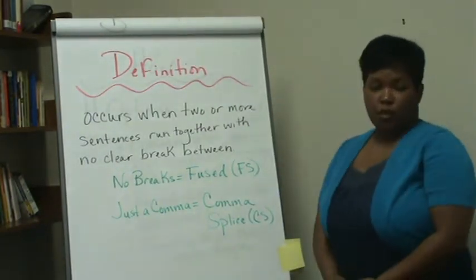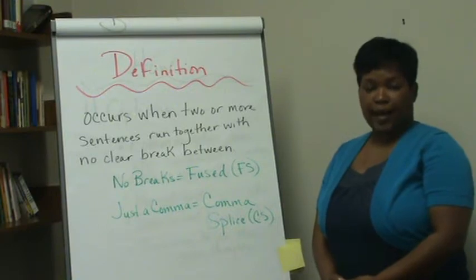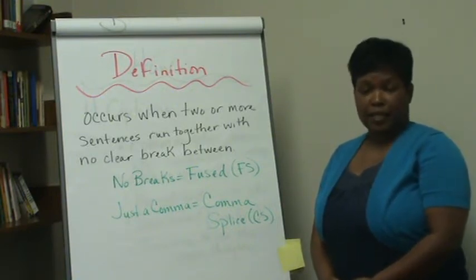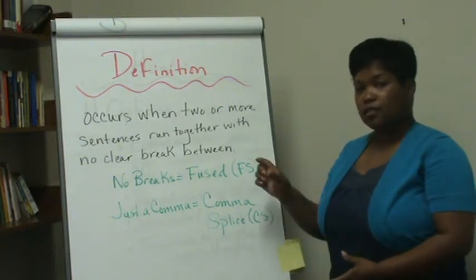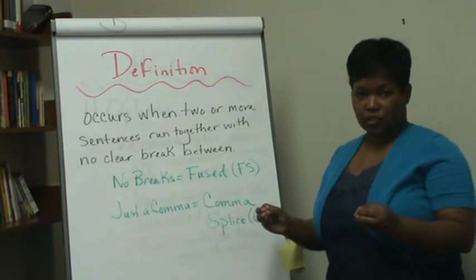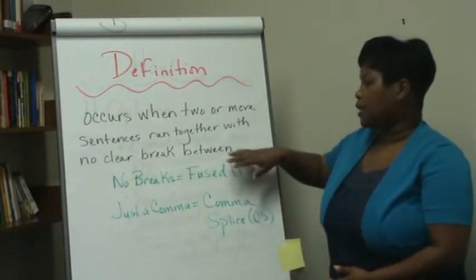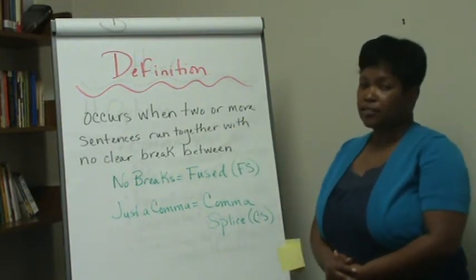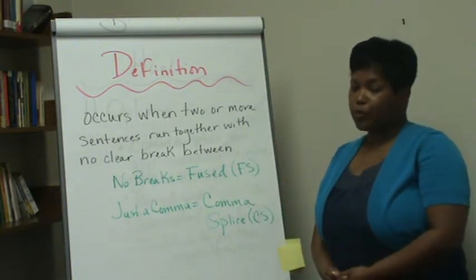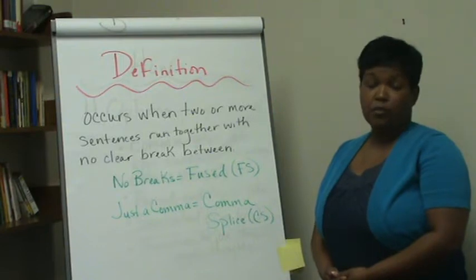The definition of a run-on is anytime you have two or more complete sentences or independent clauses that are strung together without any definable disconnect or connection that needs to occur. And so anytime you have two or more sentences that have been smushed together with no appropriate or correct break between them, you have a run-on.